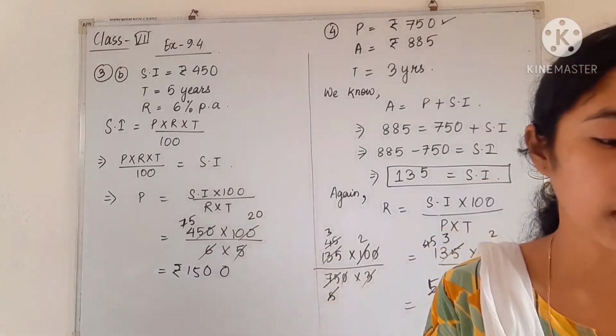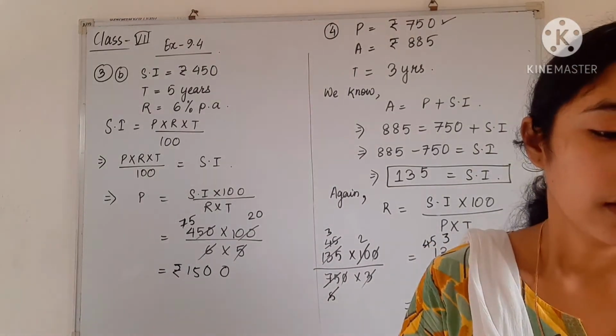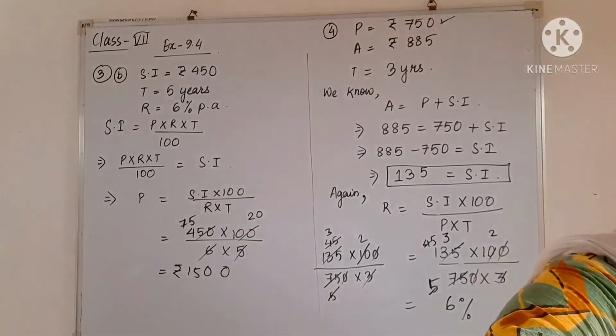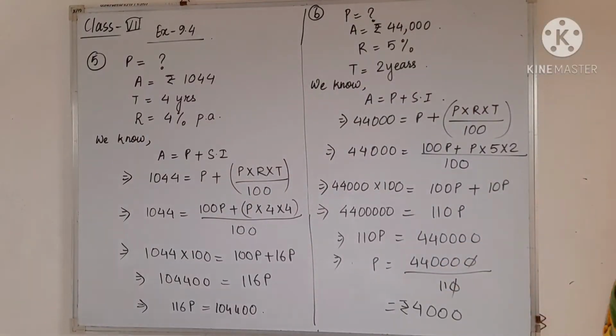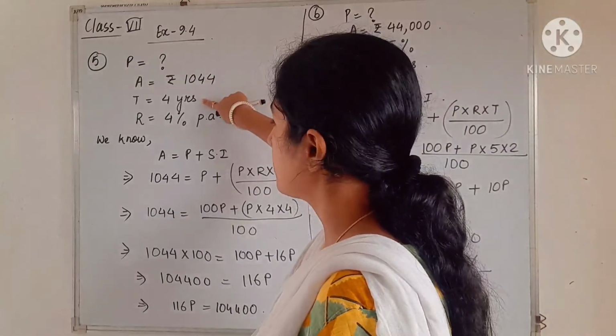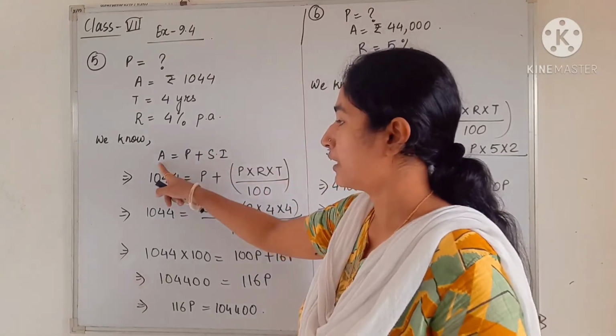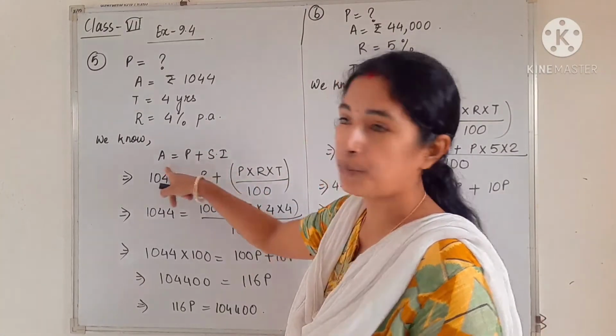So you have to write finally that the rate of interest is 6% per annum. So come to the next question, number 5. Here principal is not given, amount is given, time is given and rate is given. So we have to apply the formula A is equal to P plus SI. Why we are applying this formula?